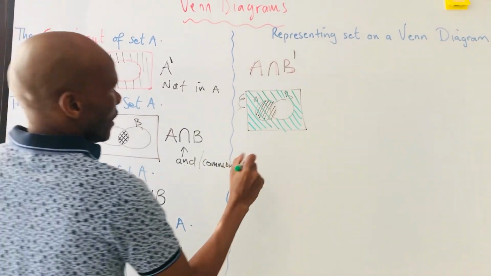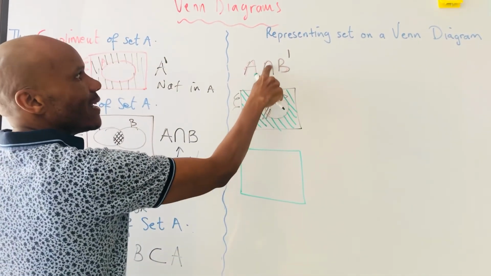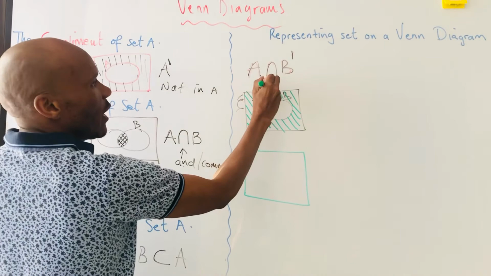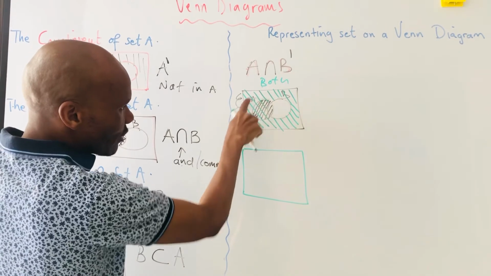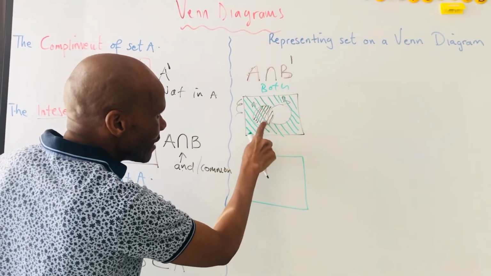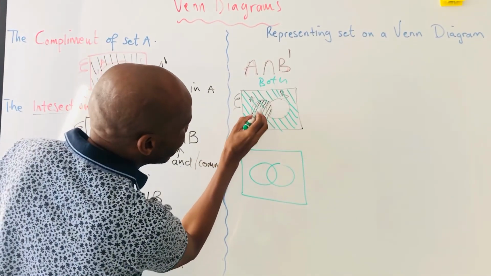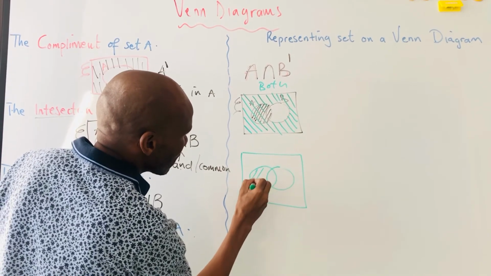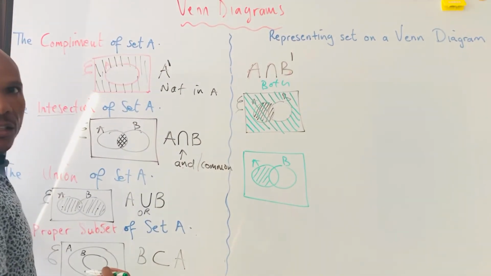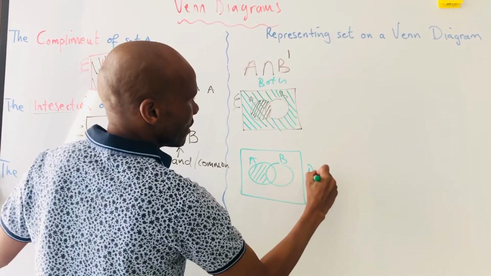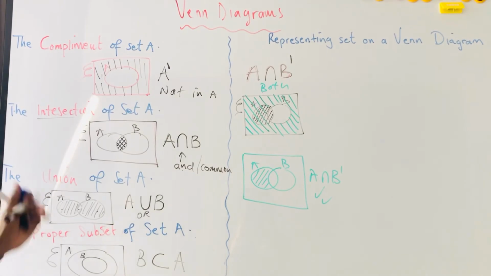Okay, and now the final part. I want to take the intersection, where you have both colors appearing. I've got only green outside, but inside this part I have both colors. So that's how I would represent A intersection B prime. Okay, that's the final part. And let's have the second one.